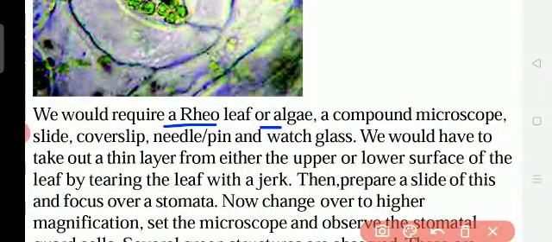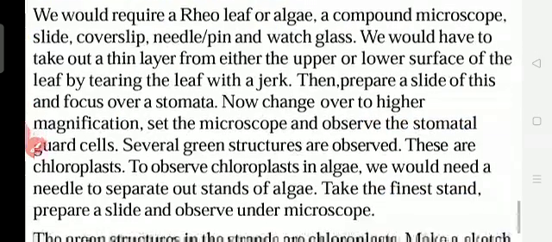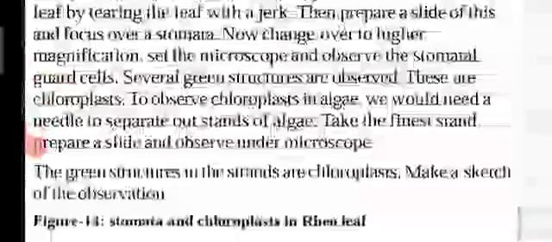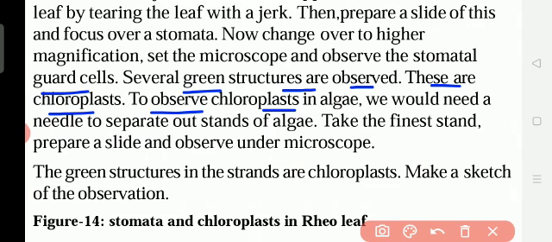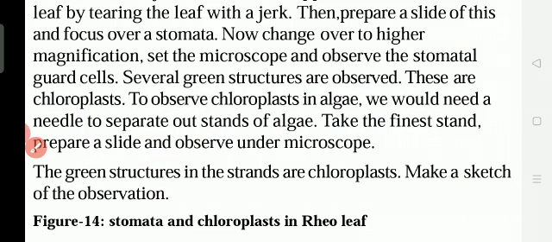We would require a leaf of algae or an algae plant and a compound microscope. So we know how to see the stomata under the microscope. Magnification means big. And the stomatal guard cells. Several green structures are observed. These are chloroplasts. To observe chloroplast in algae, we would need a needle to separate out strands of algae. Take the finest strand, prepare a slide, and observe under the microscope.